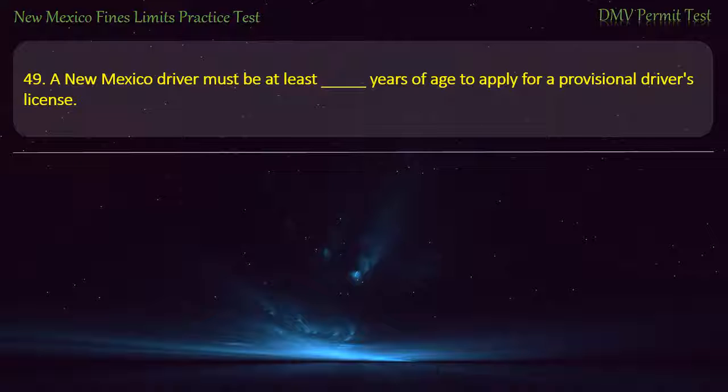Question 49. A New Mexico driver must be at least years of age to apply for a provisional driver's license. 15.5, 18, 16, 16.5. Answer. 15.5.